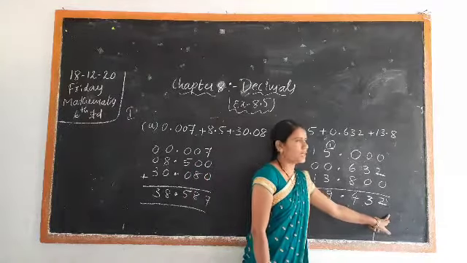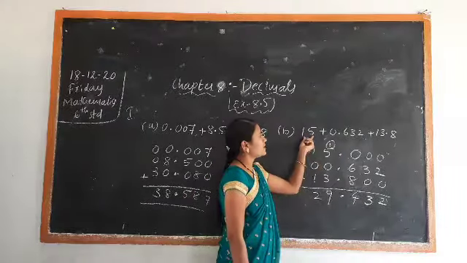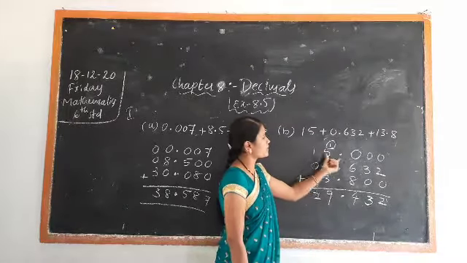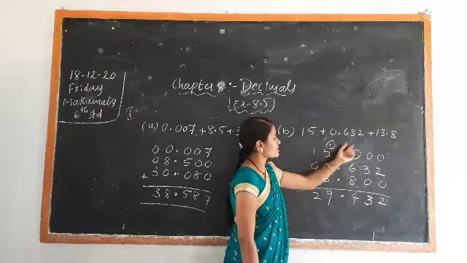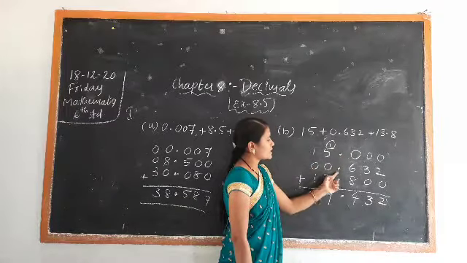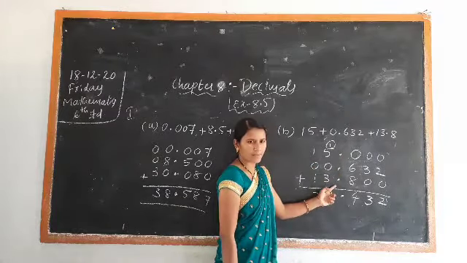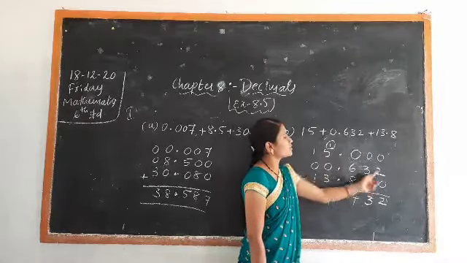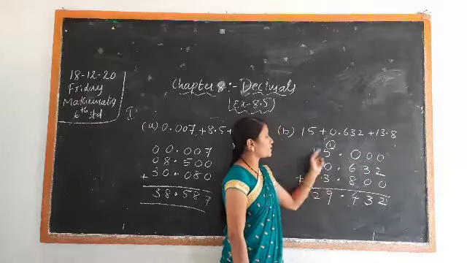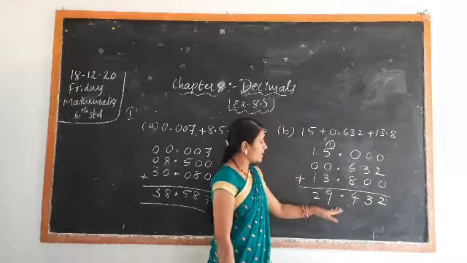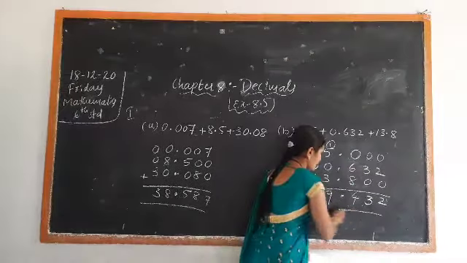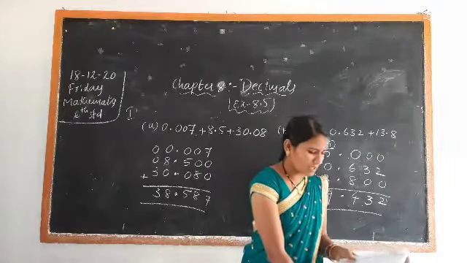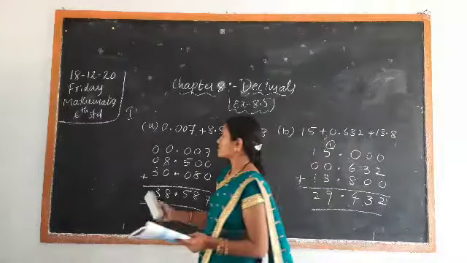29.432. Again I am telling you, a number they have given, you have to convert to a decimal number. 15 is 15.0, 0.632, you have to write here. The decimals should be equal. Keeping the point is very important. 0.632, next 13.8, keep zeros for the remaining places. Next, add these numbers and you will get the value 29.432. Next, take question C.